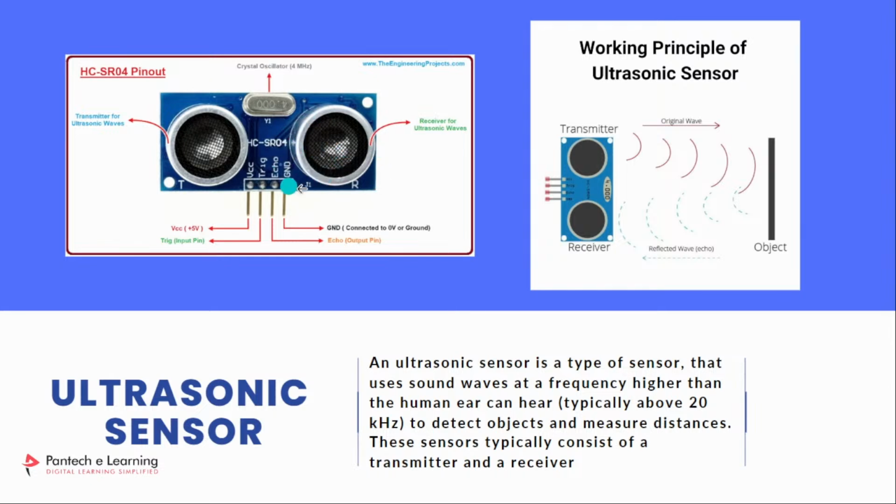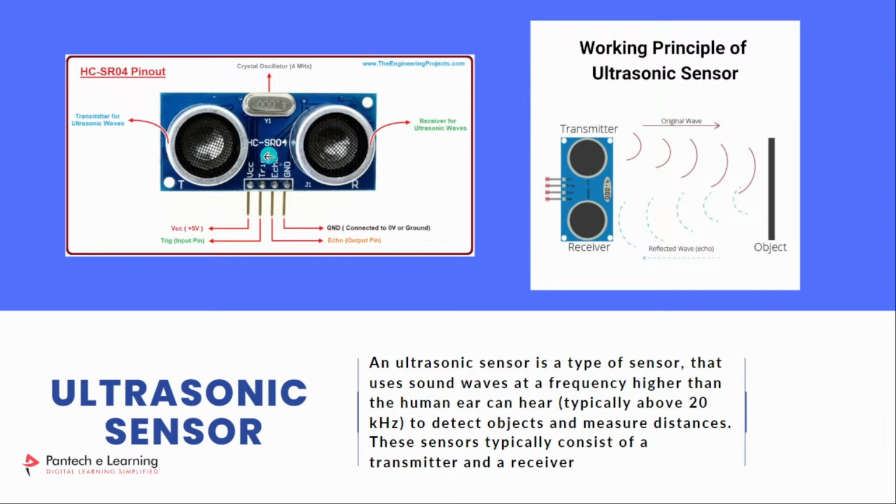The sensor emits a high frequency sound wave called an ultrasonic pulse and measures the time it takes for the wave to bounce back after hitting an object. Based on this time measurement, the sensor can determine the distance to the object. Ultrasonic sensors are commonly used in robotics, automation and IoT applications for proximity sensing, object detection and distance measurement. They are typically small in size, low cost and have a high level of accuracy.